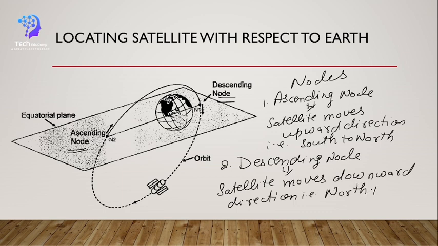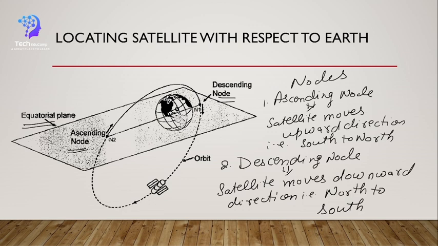North to south. Okay, so I hope till now you are clear what nodes are. This is where the satellite crosses the equatorial plane of the Earth, or of any planet. We are taking it with respect to the Earth, so we are talking about the equatorial plane, or the reference plane.